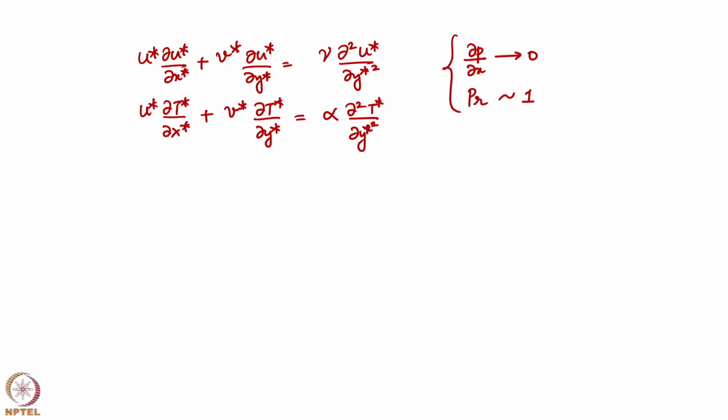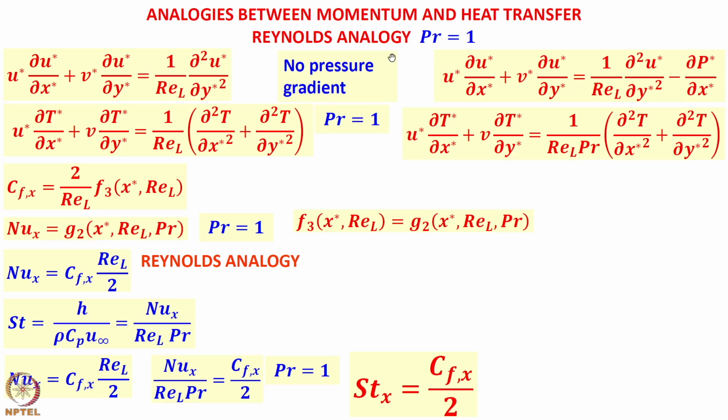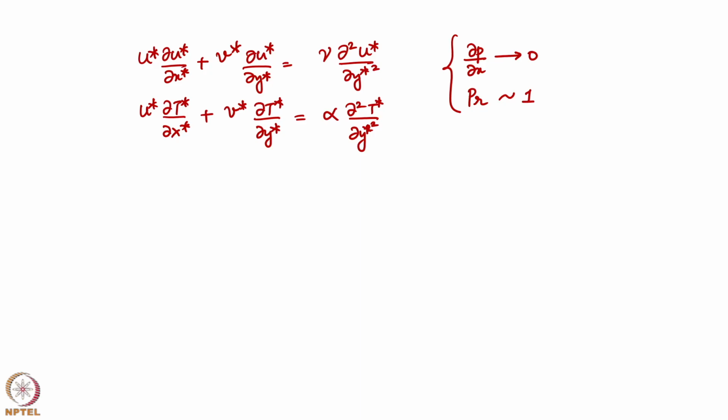Then if you look at this, you had 1 by REL. Let's go back here. You had 1 by REL. I'm sorry about this. This is completely non-dimensional, so this should be 1 over REL. This is 1 over REL PR, but PR is 1, so this also is the same.